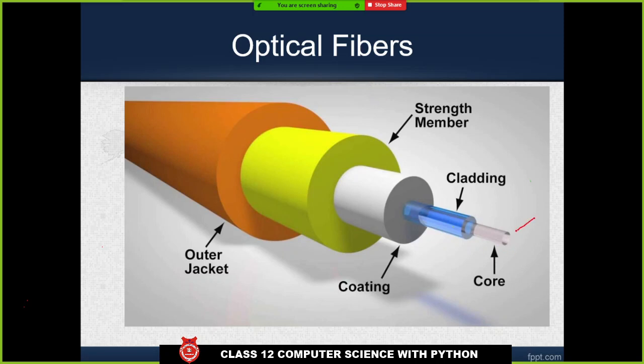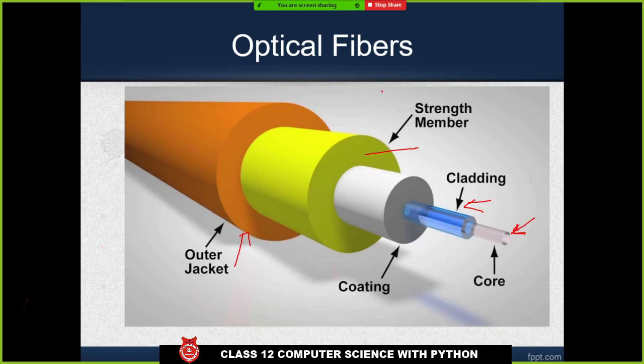There is a core. The core is glass. Okay, the core is a glass through which light signal can travel, and there will be cladding, and there will be coating, which is the insulating material, and there will be a member which supports strands for the cable, and there will be an outer jacket.